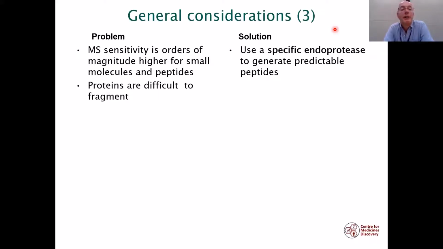Another problem we have is that of sensitivity. Mass spec sensitivity is best for small molecules, at the bottom of the m/z range. So the sensitivity is best for peptides and small molecules. It's less good for intact proteins, and proteins are also very difficult to fragment. The solution to that is we use a specific endoprotease. That protease will generate predictable peptide fragments from the sequence.